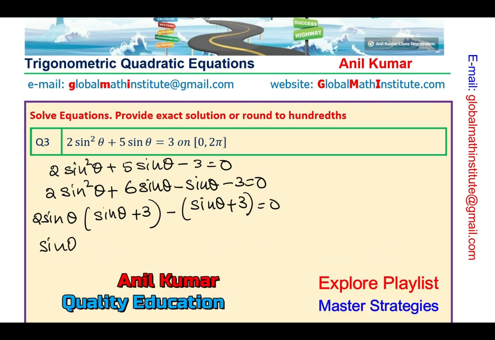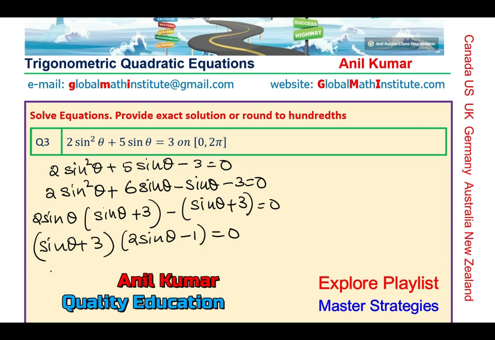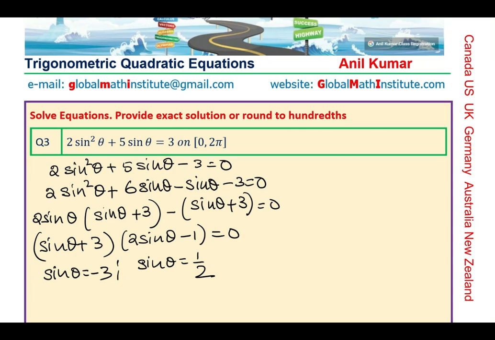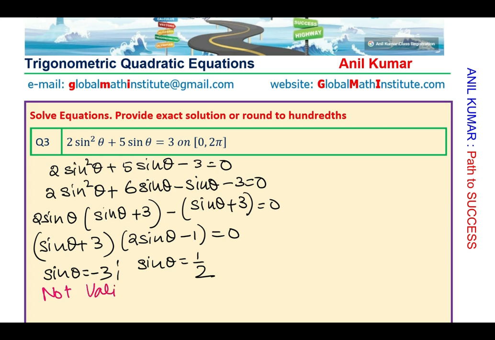Now sine theta plus 3 is common factor, and we are left with 2 sine theta minus 1 equals to 0. So this gives us sine theta equals to minus 3, and the other one gives us sine theta equals to half. Now sine theta value can be between minus 1 and plus 1, so there is no solution for this one, right? Not valid. But the other one, we can again sketch this particular right triangle, and for half, we can see that the angle is pi by 3, right?